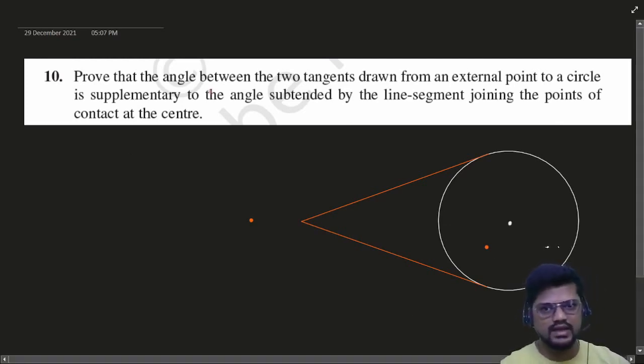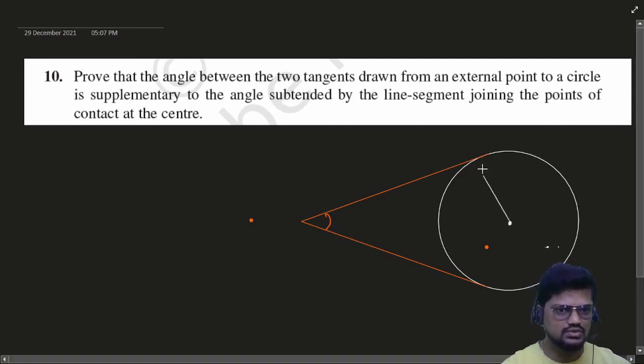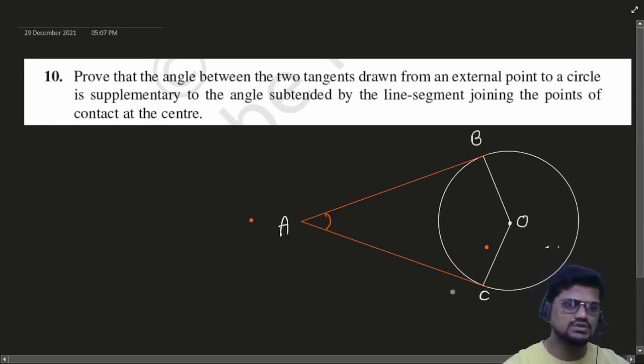What they are saying is, prove that the angle between the two tangents, drawn from an external point to a circle, is supplementary to the angle subtended by the line segment joining the point of contact at the center. That means the line joining the points of contact is this one. Yes or no? So if this is A, this is B, this is C, and this is O, then angle BAC plus angle BOC should be equal to 180 degrees. That's what they mean by supplementary.